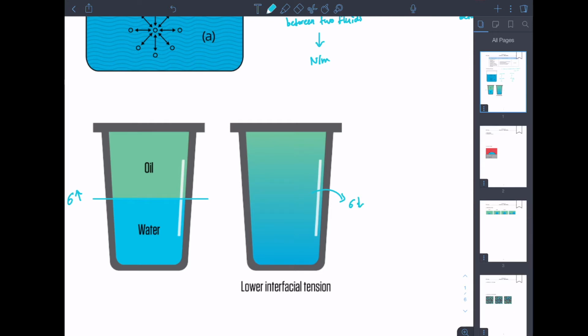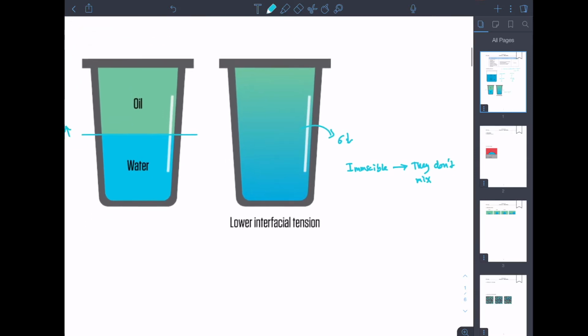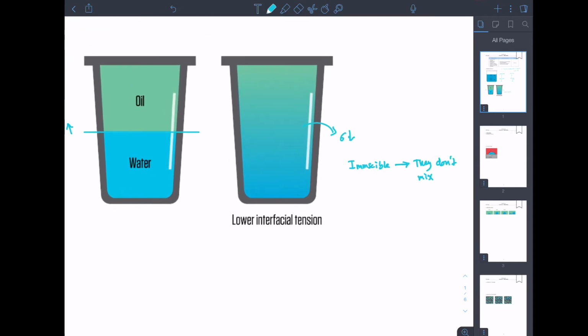There's one term that we'll use frequently in the course, which is the concept of miscibility, whether the fluids are miscible or immiscible. Mainly we'll focus on immiscible. When we say the fluids are immiscible, it means that they do not mix.